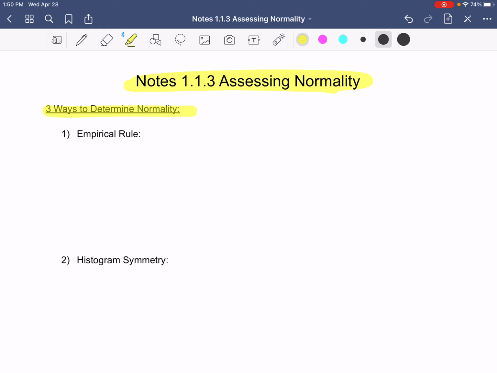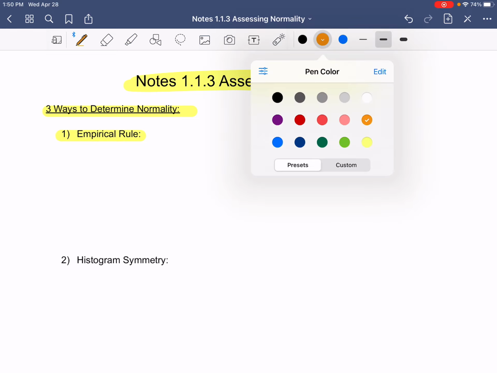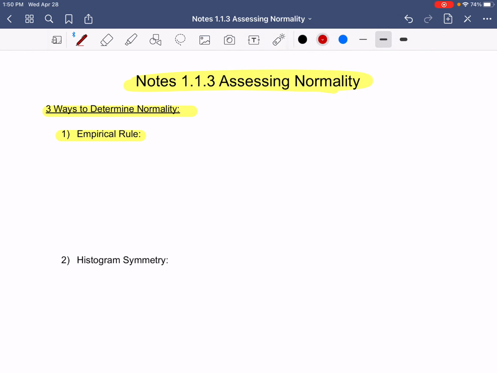So we're going to look at 3 different ways to decide if our data is normal or not. The first way you're going to look to see if your data is normally distributed is you're going to use something called the Empirical Rule, which we've talked about before, is the 68, 95, 99.7% rule. What you're going to do is use your mean and standard deviation to decide if 68% of your data lies within one standard deviation, 95% of your data lies within 2, and 99.7 lies within 3.